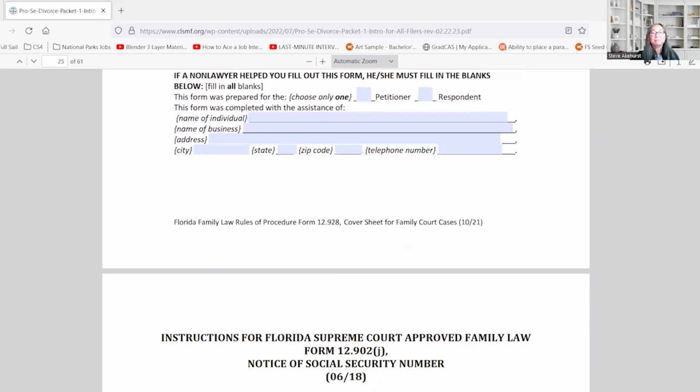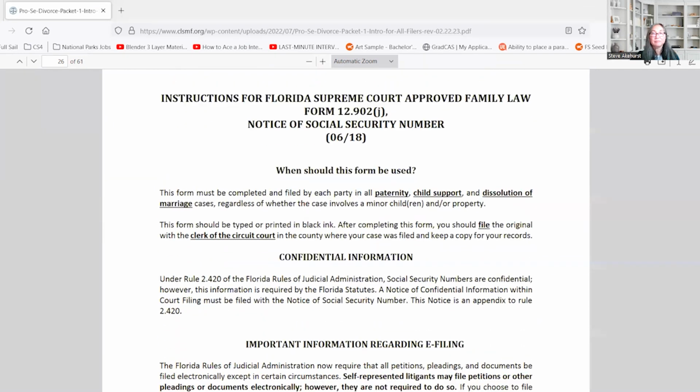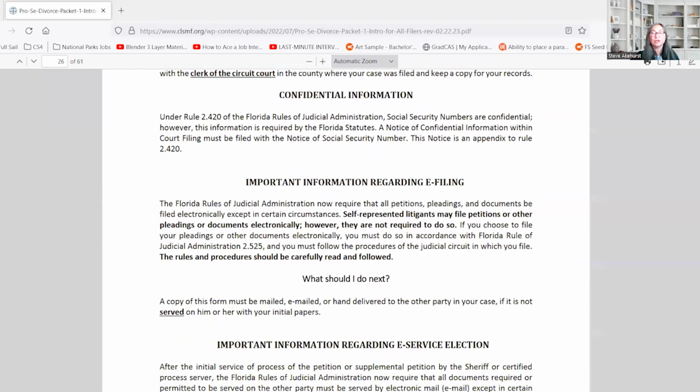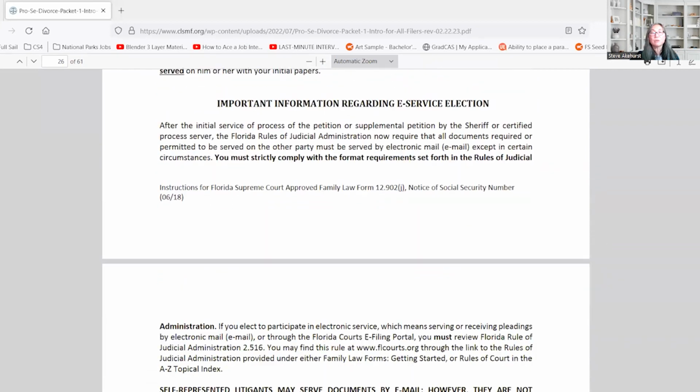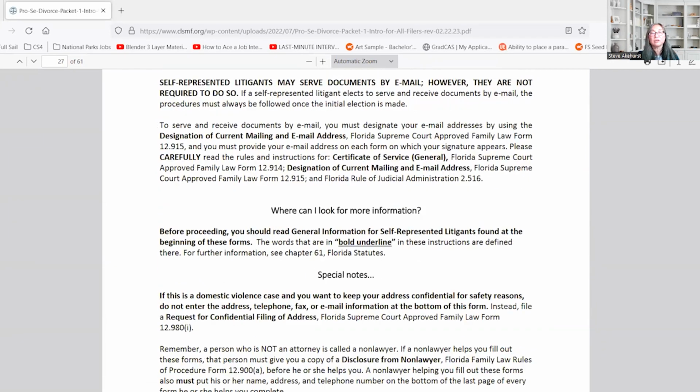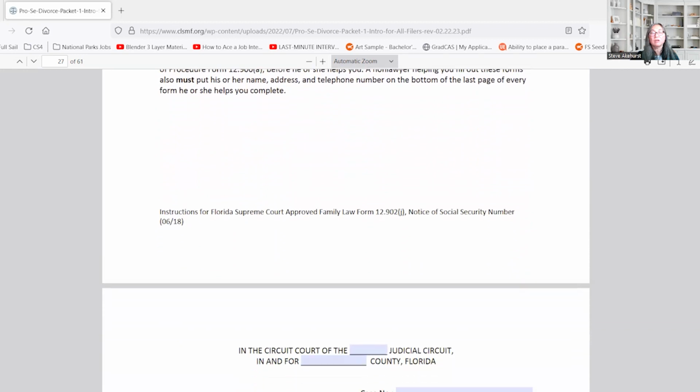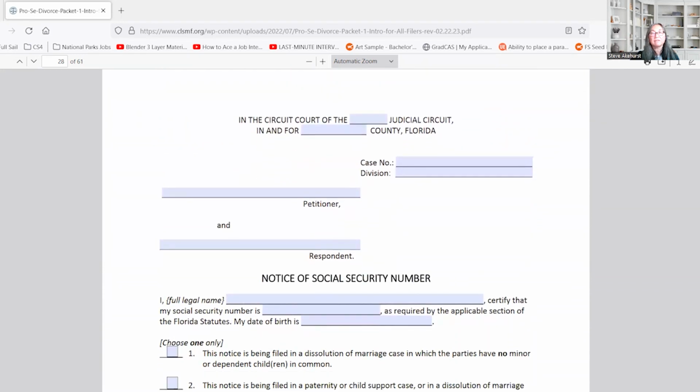All right, next. This is a notice of Social Security number. This is required in the state of Florida to make sure that you are a resident and or citizen of the United States who has a Social Security number.